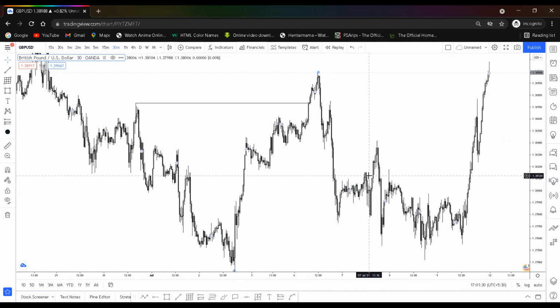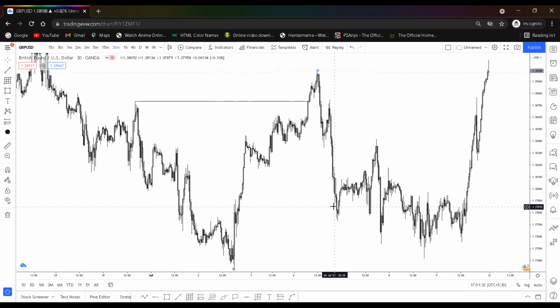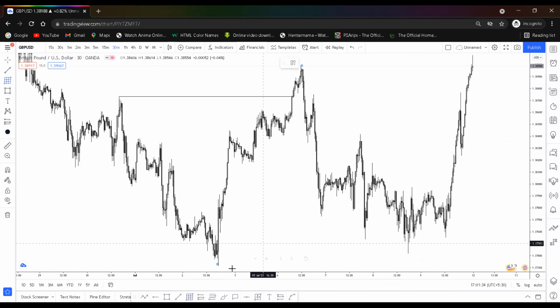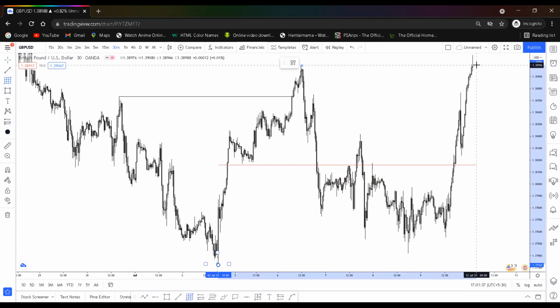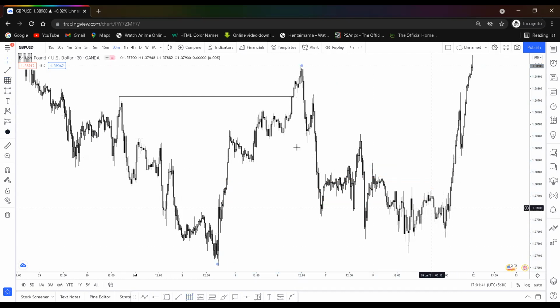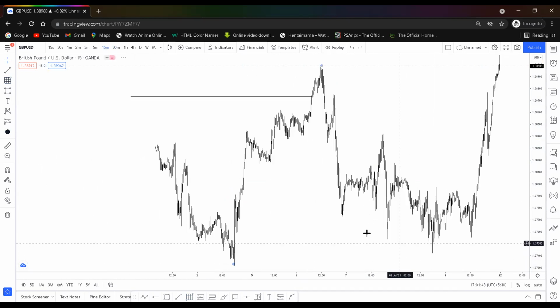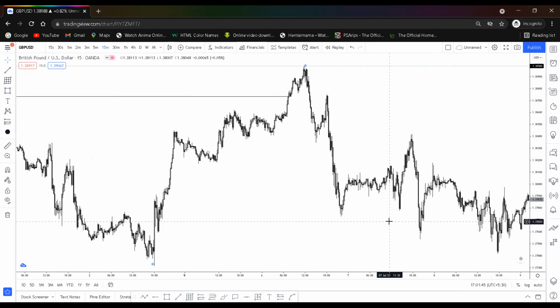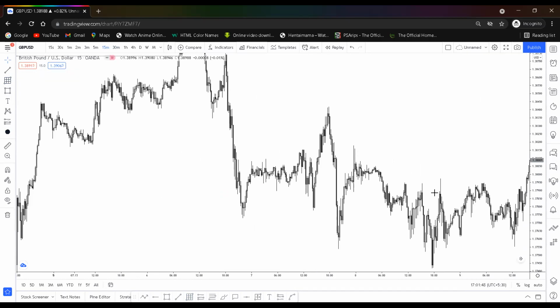So now from this low to this high is our range. Anything below this would be our discount prices. Anything below this. Okay. And now we drop down to the 15-minute.